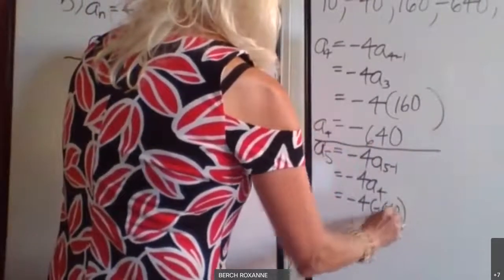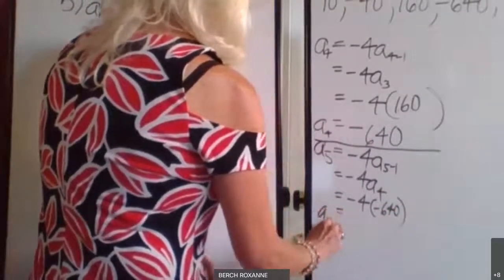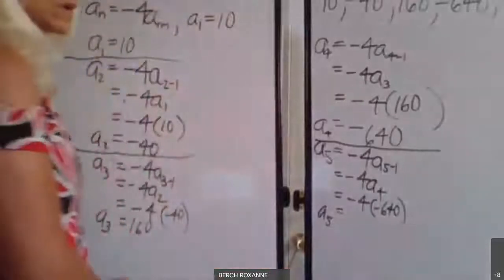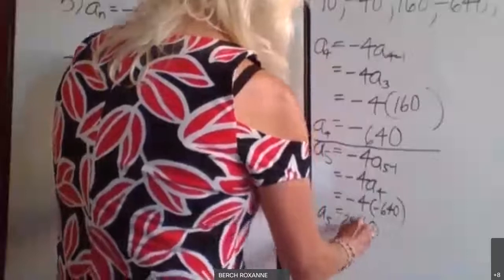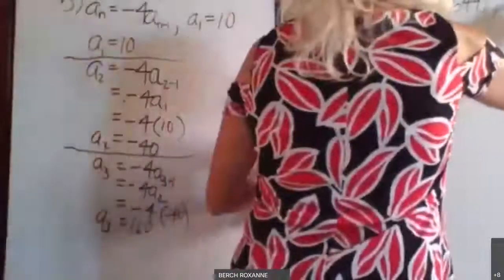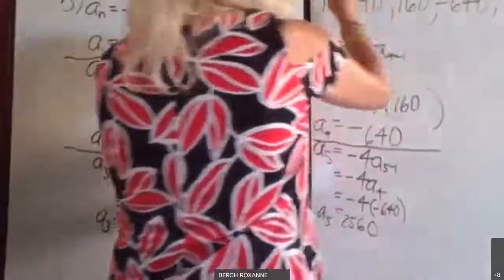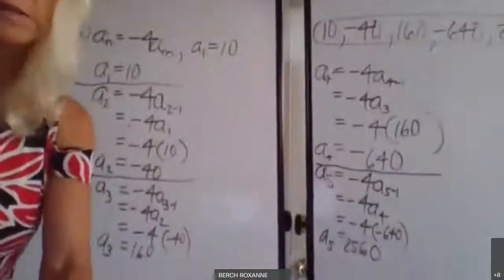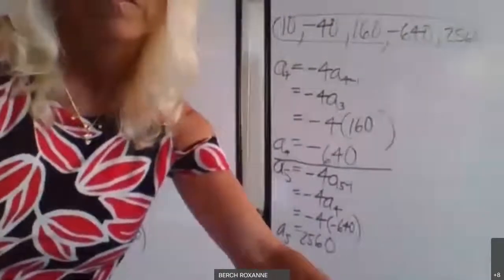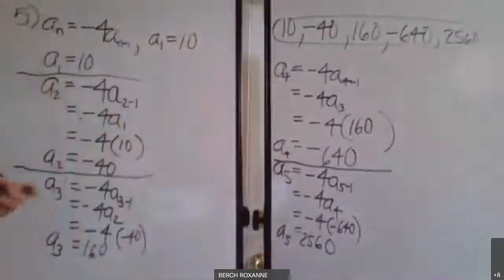-640, right? So a negative times a negative would be a positive. Positive, I don't know what it is. Was it 2560? Can somebody verify that these numbers are right, please? Yeah, they're right. Okay.